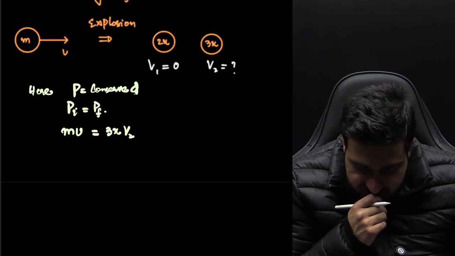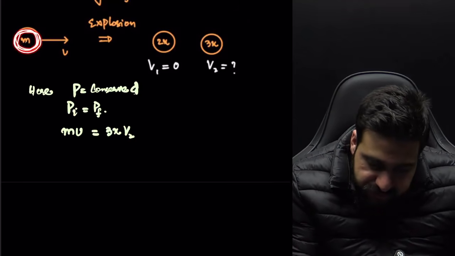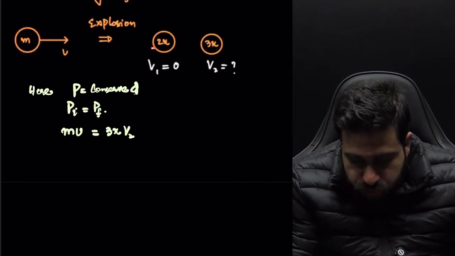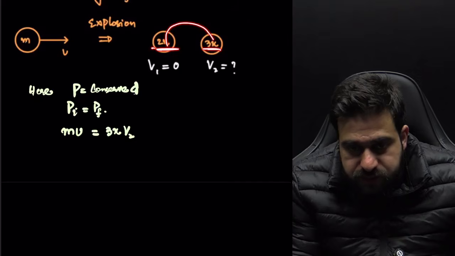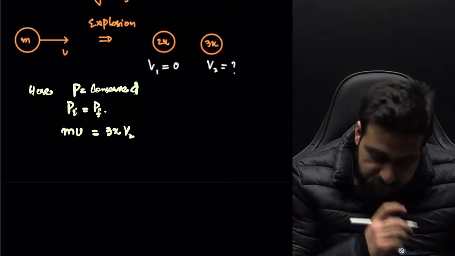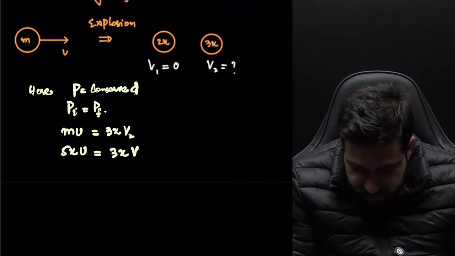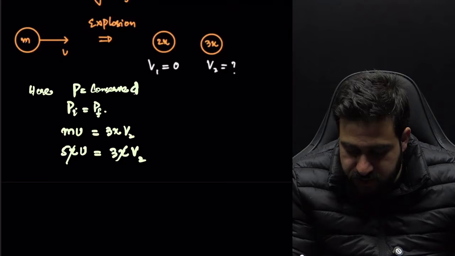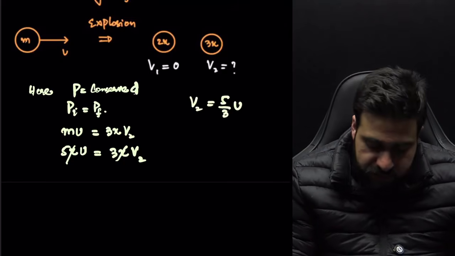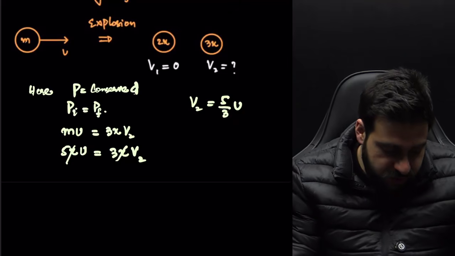Now, what can you write as the value of this mass? That is 2x plus 3x, because these two are the fragments of this mass only. So 5x into u will be equal to 3x into v2. x and x will be cancelled. So v2 will be equal to 5 divided by 3 times u. I believe this is also crystal clear.